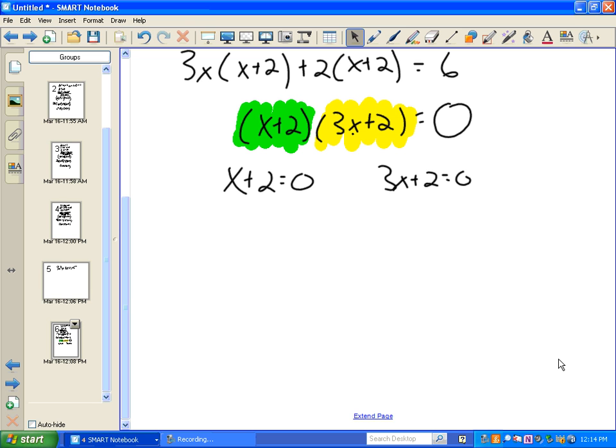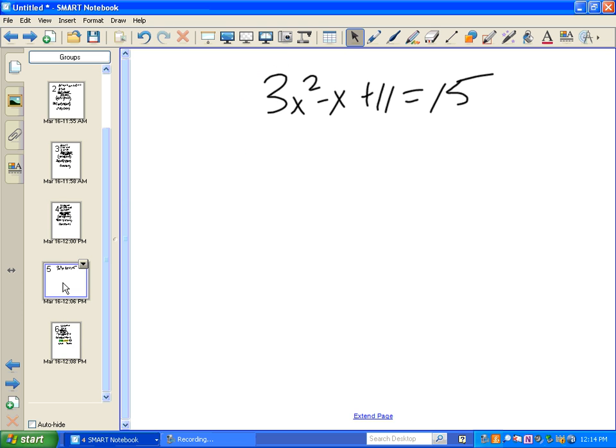Okay, so going back now to the problem that you were just working on. We have 3x squared minus x plus 11 equals 15. Before you even can factor, what do you have to do? Tara. Subtract 15 from both sides.